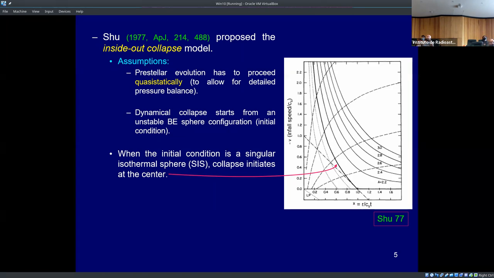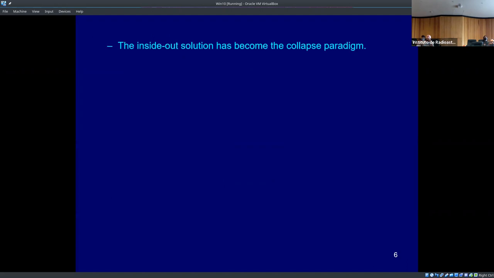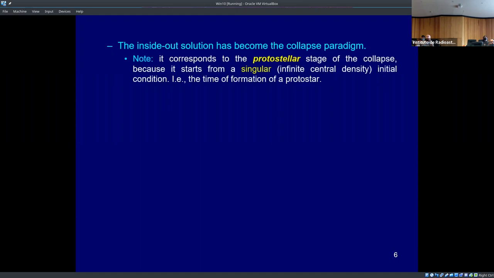And so what he found is that the collapse initiates at the center, so the velocity diverges at the center, also the density diverges at the center. Then it propagates outwards at the sound speed, and so there's a certain radius at which the velocity becomes zero. So there's an expanding rarefaction front inside of which the gas is infalling to the center and outside of which the material is at rest. And so this is the famous inside-out solution. And it has become essentially the collapse paradigm.